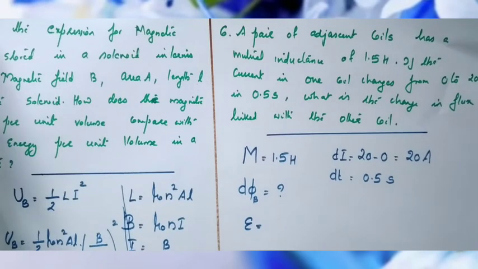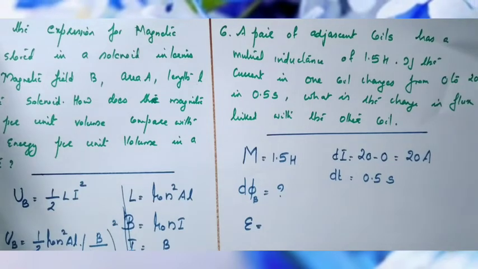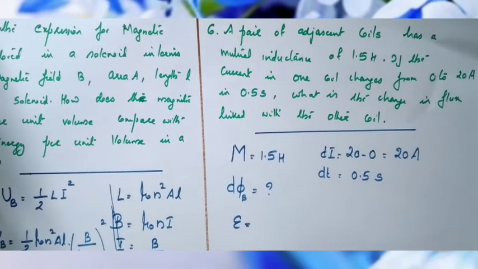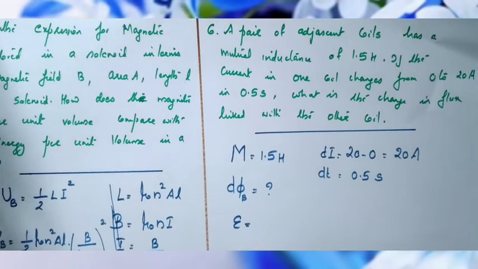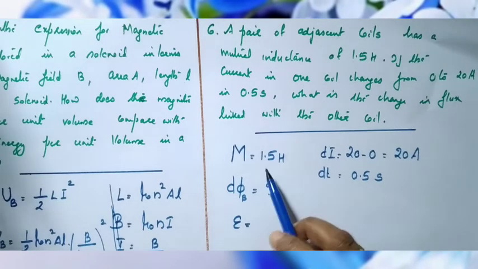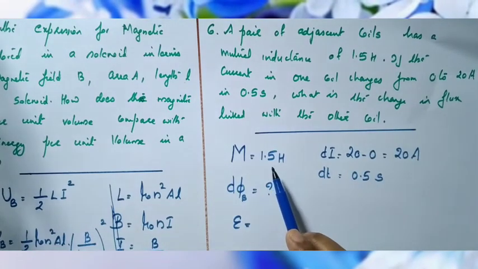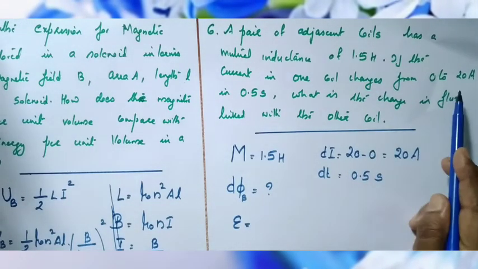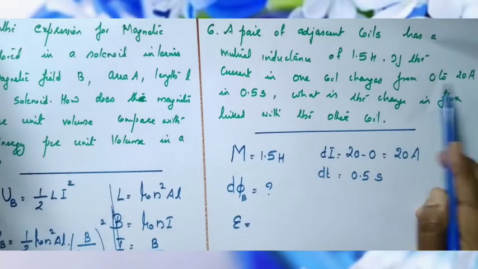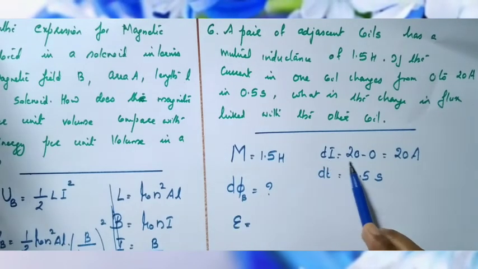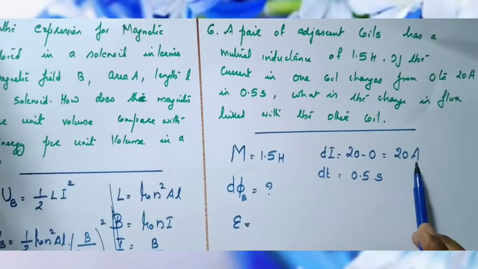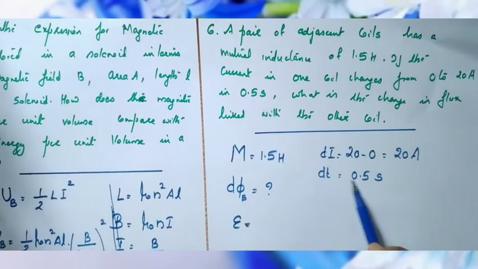A pair of adjacent coils has mutual inductance of 1.5 Henry. If the current in one coil changes from 0 to 20 ampere in 0.5 second, what is the change in flux linked with the other coil? Here the given value is mutual inductance of 1.5 Henry. So M equal to 1.5 Henry given. Change in current changes from 0 to 20. So what is the change in current? 20 minus 0, that is 20 ampere. Change in time equal to 0.5 second.